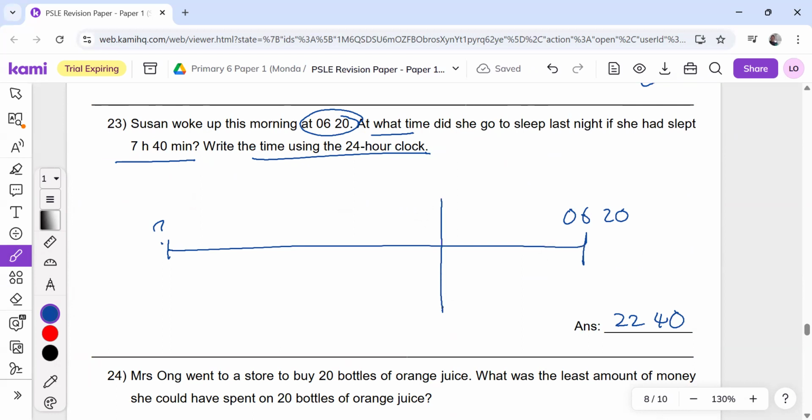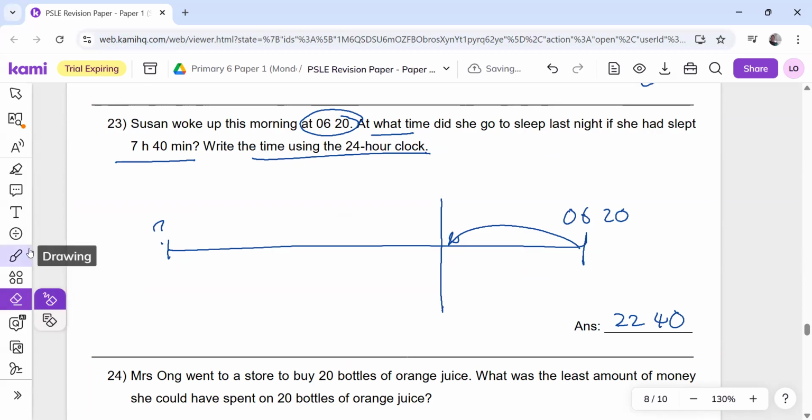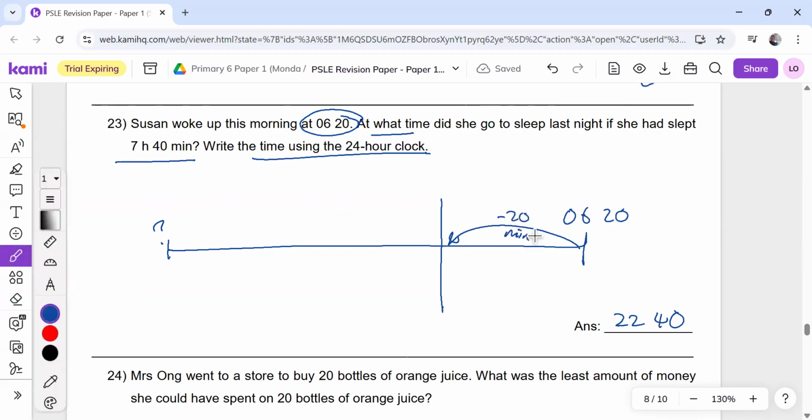How to jump back 7 hours 40 minutes? You can jump back to the nearest hour. When you draw a timeline, it's about the nearest hour. So when you jump back 20 minutes, that'll be 0600. Then you can also jump back to the start of the day, 0000. How many hours do you jump back? Minus 6 hours. Then you need to jump back another hour because it's 7 hours. And what time would that be?